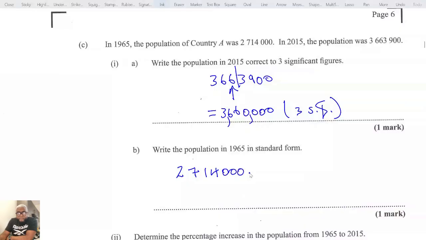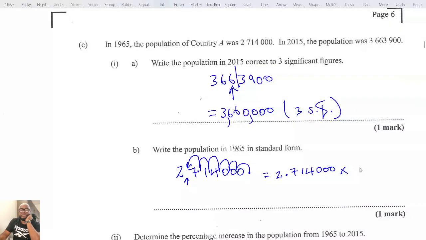Write the population in 1985 in standard form. Standard form, we need to move the decimal point, which is at the back here, to the right of the first significant figure. Which number is the first significant figure? 2, right? So we want to get our decimal point here. So we move 1, 2, 3, 4, 5, 6. So this will become 2.714000 multiplied by 10 to the power of how many times I move my point.